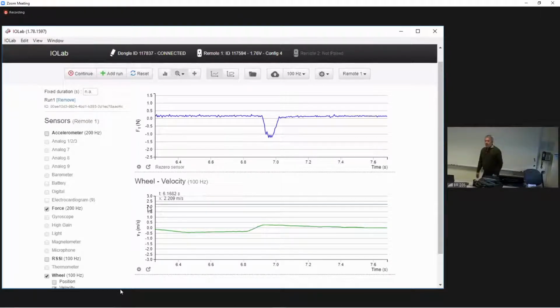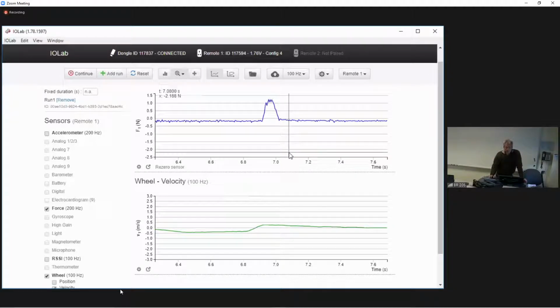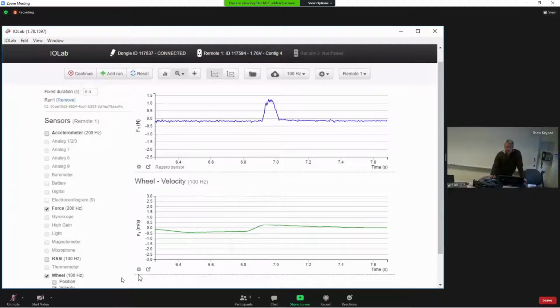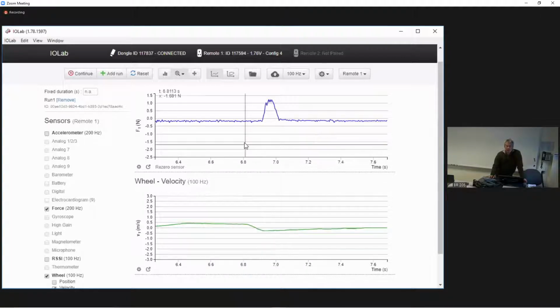What's going on here? We have a force, first of all, that's negative. Let's make the force positive by clicking on reverse y-axis. We have a velocity that's negative and then becomes positive. Let's also reverse the velocity graph. So we have a velocity that's positive and then goes to negative, okay?